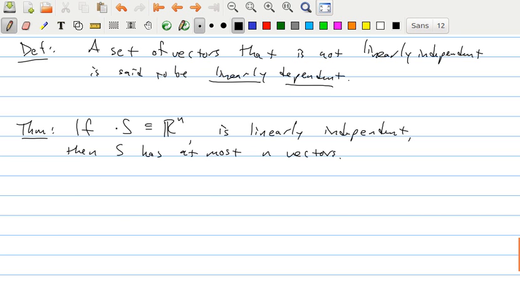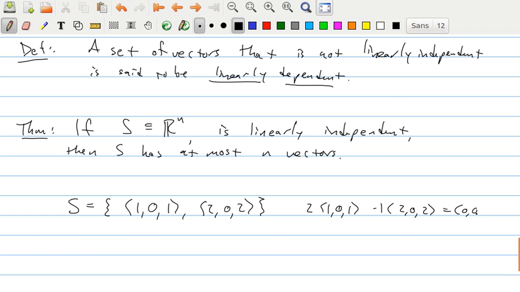So let's look at it just to make sure that you don't try to take too much out of this theorem right here. Let's say we have this set of vectors, 1, 0, 1, and 2, 0, 2. Now this only has two vectors, and this is in R3. However, I can take 2 times the first vector and negative 1 times the second vector, and this gives me the 0 vector. So even though we have fewer vectors than the dimension of the space we're in, this is still linearly dependent. All this theorem says is that if you have too many vectors, it can't be linearly independent.